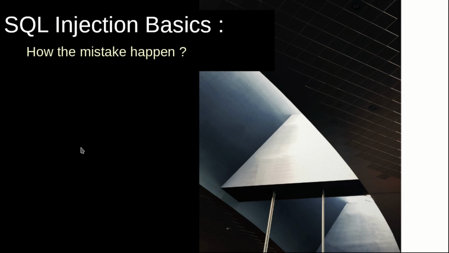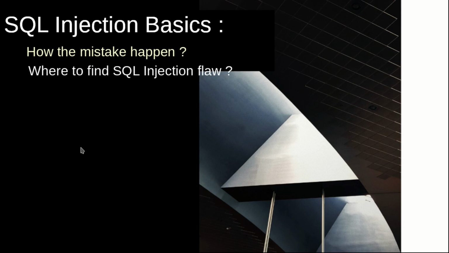Okay, so how did the mistake happen? Simple answer: the developer trusted the user input. The developer allowed the user to use a semicolon, when it is impossible, or rare, to find someone who has a semicolon or union select in his username.